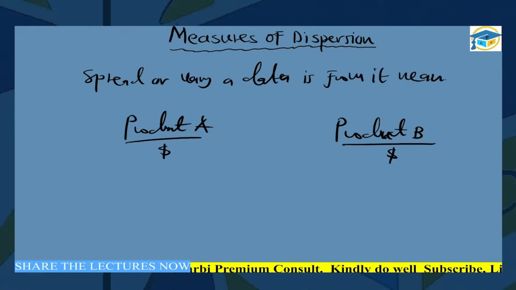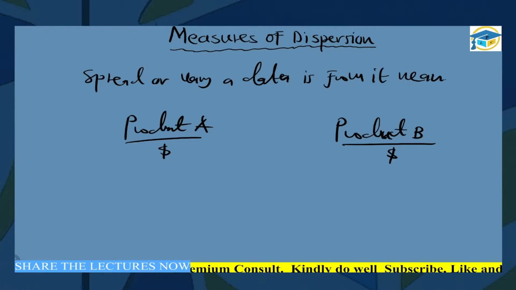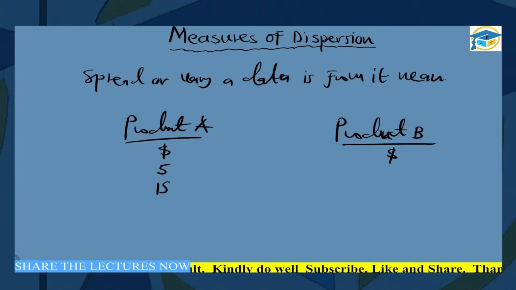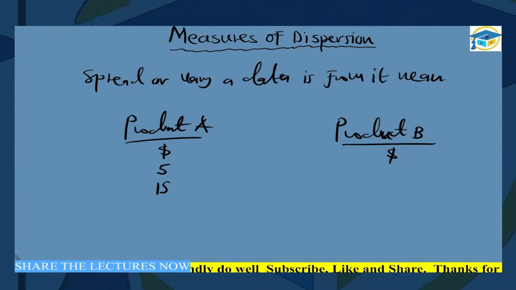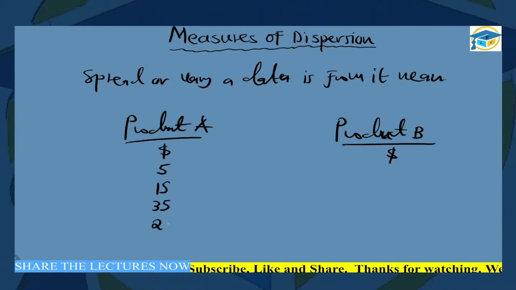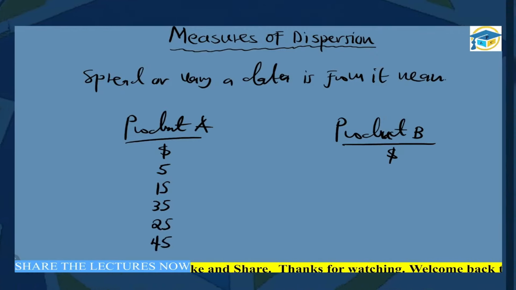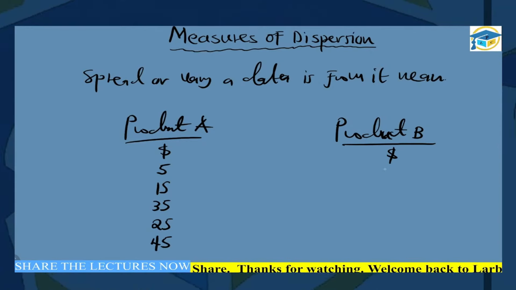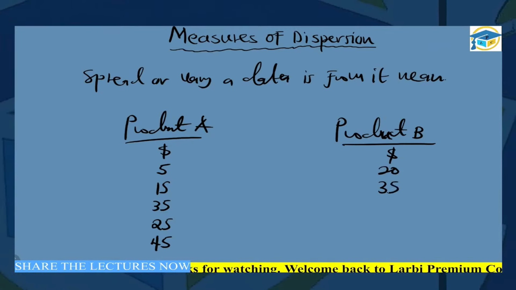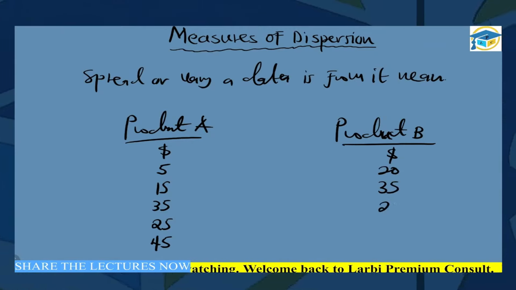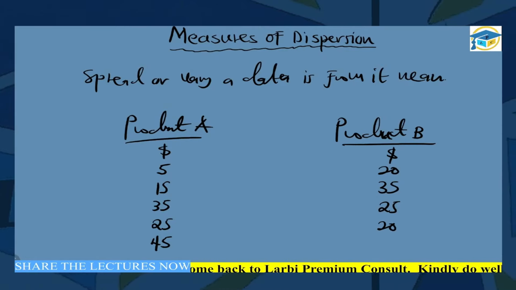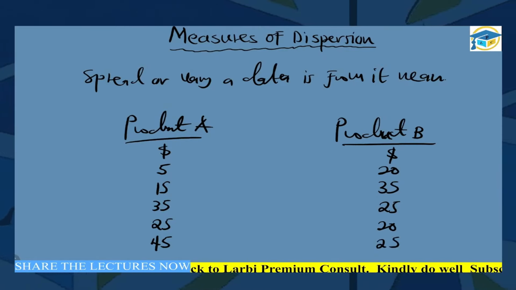For product A, we have 5, 15, 35, 25, and 45. These are their price changes. For product B, we have 20, 35, 25, 20, and lastly 25.